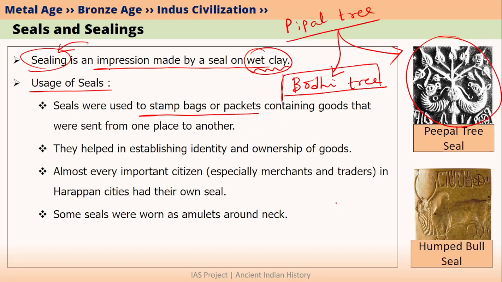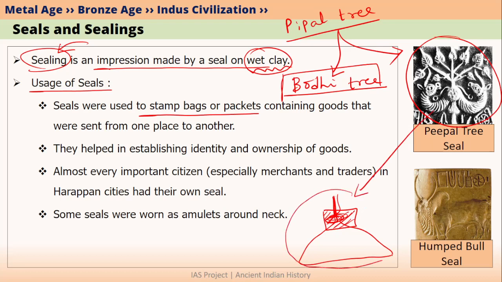For example, if they wanted to send some items to another place, they put these items inside a bag and closed the mouth of the bag. They tied this using a thread, and on this thread they put wet clay, and on this wet clay they made an impression using their seal. If this bag reached its destination with the seal intact, then it means that it was not opened during transportation. So this is how they used seals. They mainly established the identity as well as the ownership of the goods. So seals were very important from the point of view of trade done by Harappans.